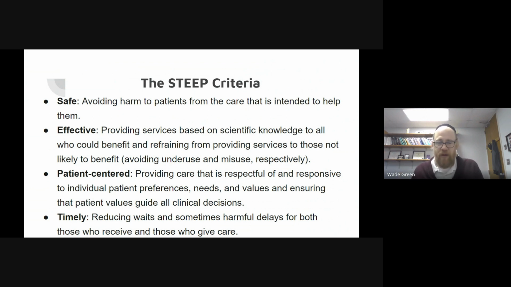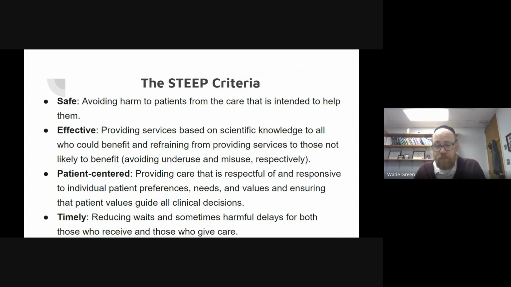Care should be safe first and foremost. We should avoid harm to patients from the care that we provide. The intention is for care to help them, obviously not to harm them. Medical mistakes and errors fall into this category.